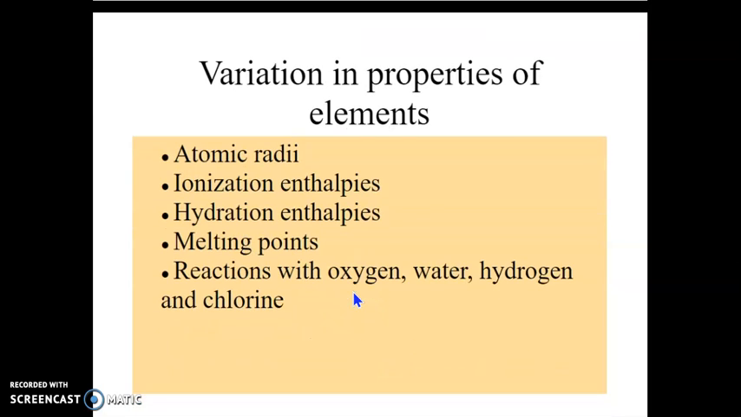Now the next topic is variations in properties of elements, or comparative study of elements. These properties are atomic radii, ionization enthalpies or energy, hydration energy, melting point, reaction with oxygen, reaction with water, reaction with hydrogen and chlorine, and also electronic configuration and ionization energy. All these properties I am going to discuss in the next lecture. So thank you.